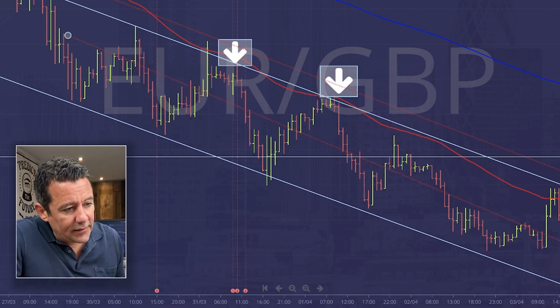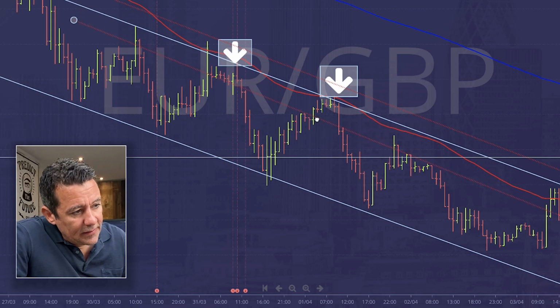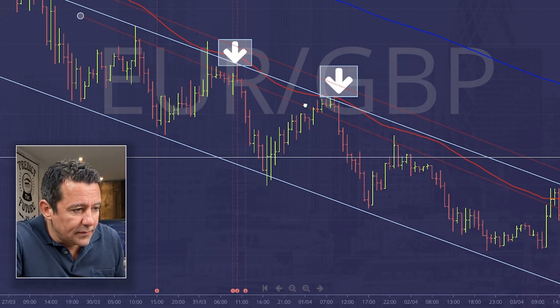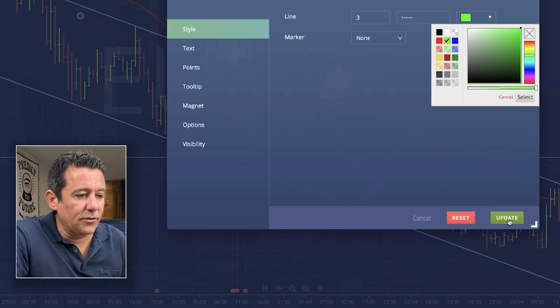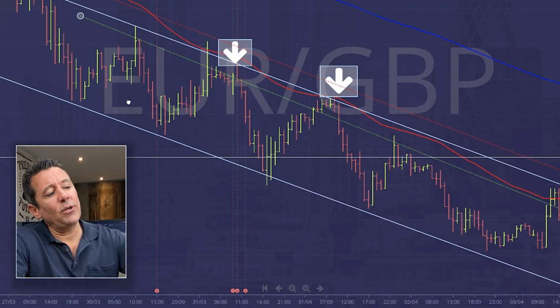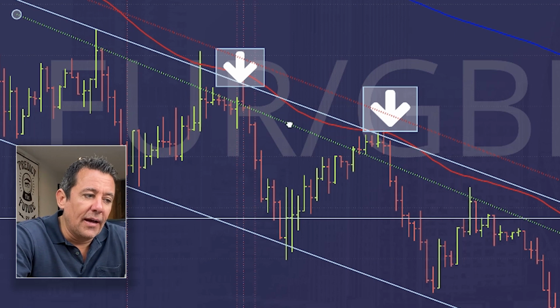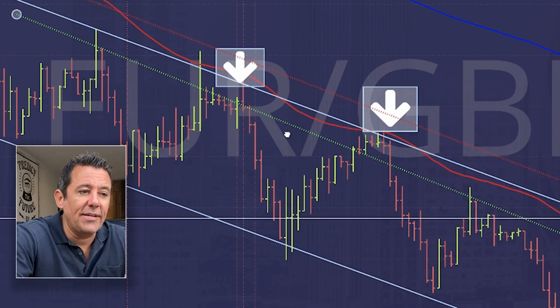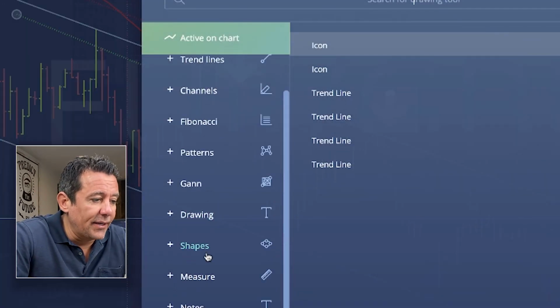So let's look. We're going to change the color of this to be, let's call it just nice and green so it pops out. So then what you're doing is you're going short. So your risk is between this red dotted line and this green dotted line. If you want to measure the difference between those two things, we can hit our measuring tool.